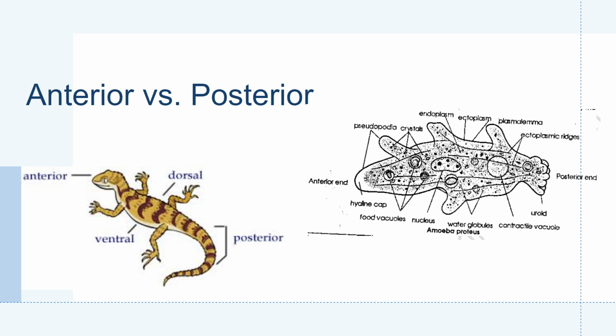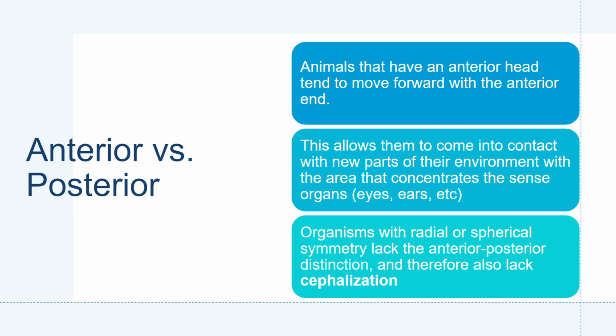So here with this lizard, we are looking at anterior towards its head, posterior towards its tail. We could use something like cranial for anterior or caudal for posterior. And because this organism, the lizard, walks on all fours, we can also use things like ventral for belly and dorsal for back.